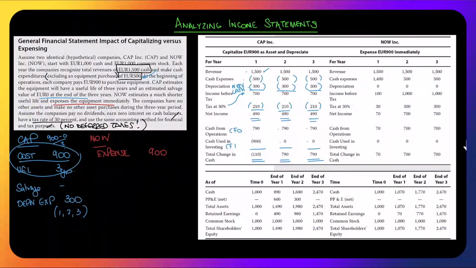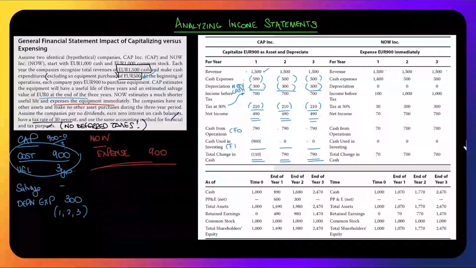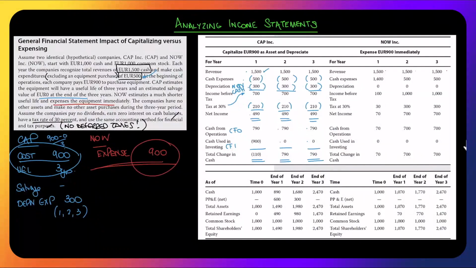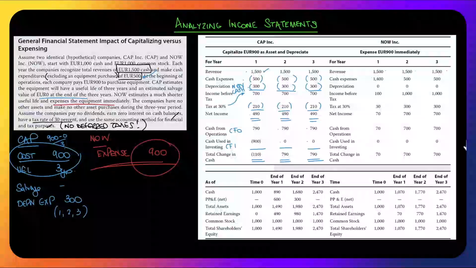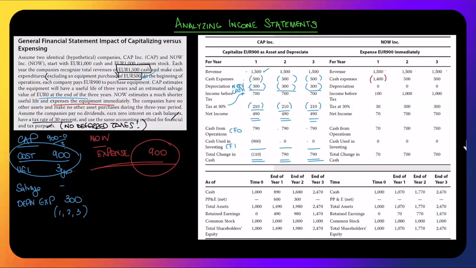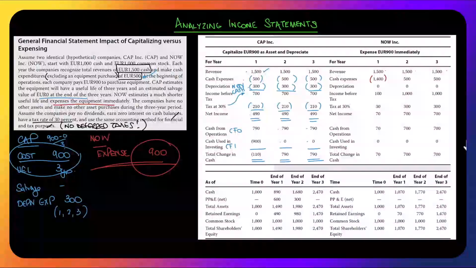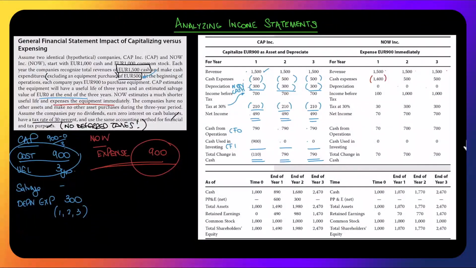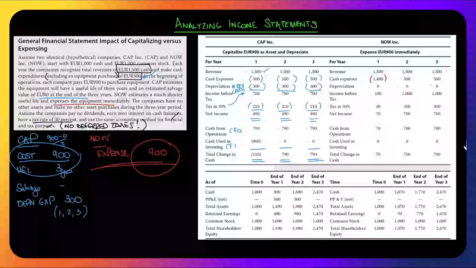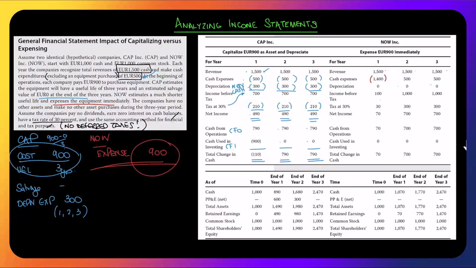How does that differ for now? This is where it's fun. Revenue is the same cash revenue. Expenses, though, because now expense the 900, all 900 is being charged to the income statement right away. So they have a huge hit of 1,400 in year 1. No depreciation any year because there's no asset. Income before tax, 1,500 less 1,400 is only 100.